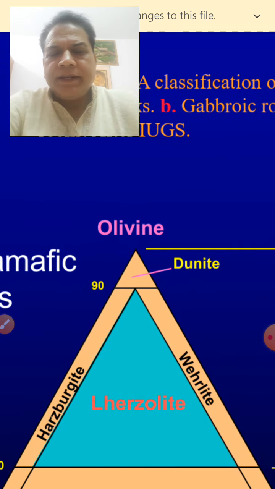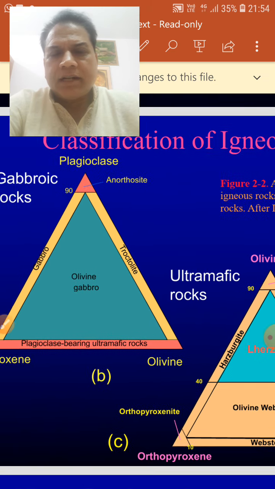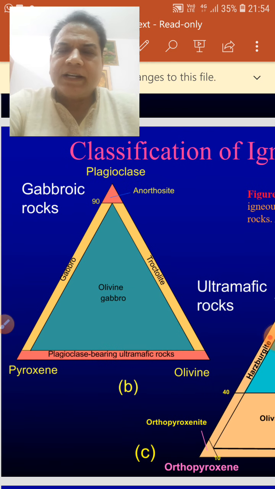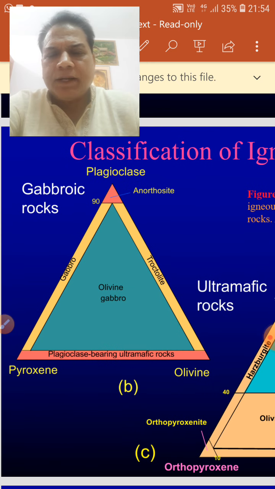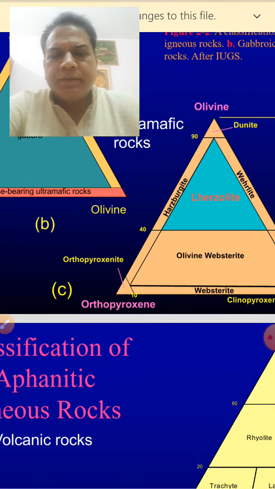Now in case of your mafic rocks, or you can say ultramafic, there are various triangular diagrams we can use. On one hand we can have plagioclase, pyroxene, then olivine, right? And then different fields of different rocks can be marked in these diagrams, right?